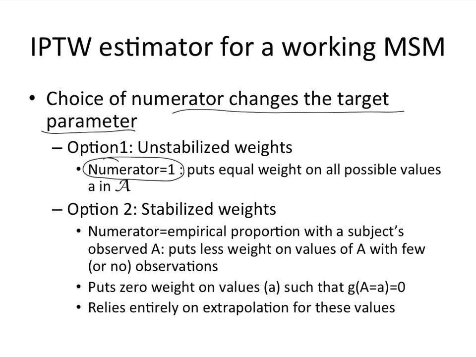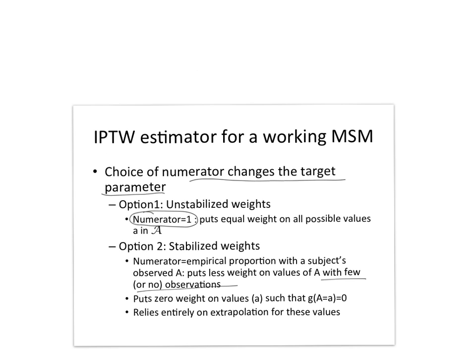If you use the stabilized weights, the empirical proportions with the subjects' observed A put less weight on A's with few or no observations. So you're going to get reweighted. So if there are particular points on this curve, again, I can think of it just visually.